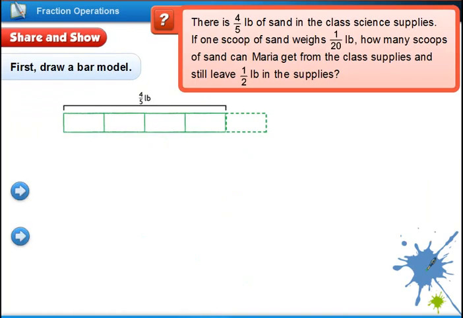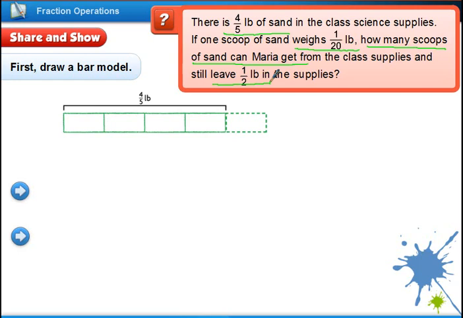Let's try share and show problem number 1 on page 89. There is 4/5 pound of sand in the class science supplies. If 1 scoop of sand weighs 1/20th of a pound, I want to know how many scoops of sand Maria can get from the class supplies and still leave 1/2 pound in the supplies.